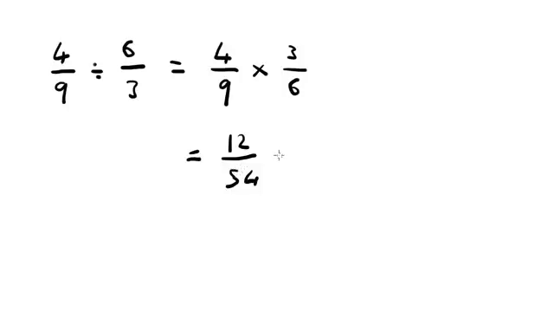If you want to simplify this, you will notice that you can divide both of these by 2. So 2 goes into 12 6 times, and 2 goes into 54, no, sorry, 27 times, excuse me. So we get 6 over 27, and we've simplified it. You might also notice that 6 over 3 is the same as 2, but that's okay. For the method, it's irrelevant.